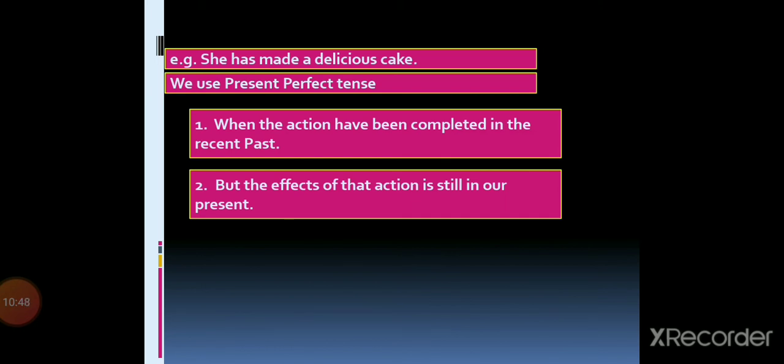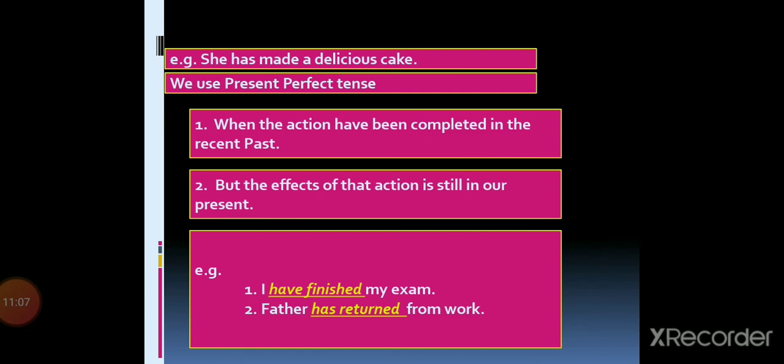Once you have the idea of what we should consider in the present perfect tense, then we will go ahead and see how we could form a sentence in the present perfect tense. Hope it is okay for you, what the present perfect tense is. Clear? Again, two more examples here. I have finished my exam. It means maybe 2 days before, 1 day before, I was done with my exam.